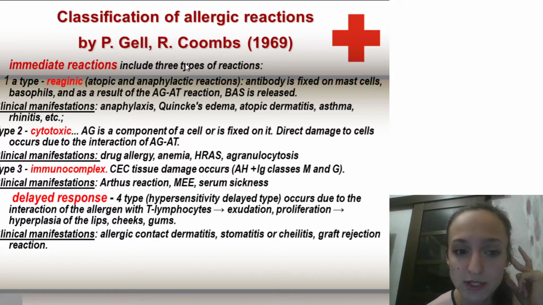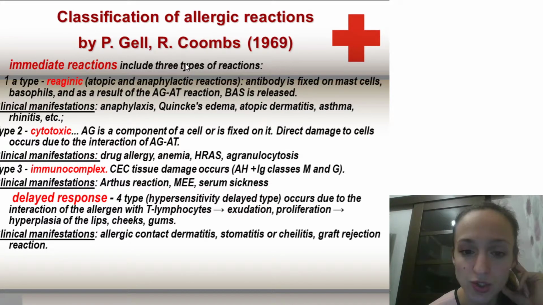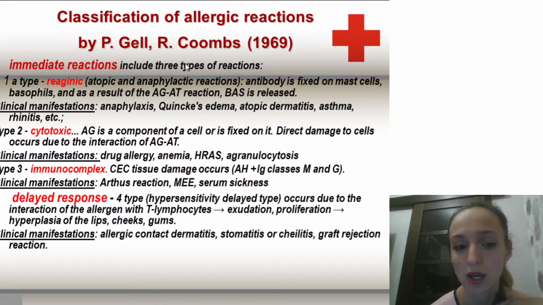The second type is cytotoxic. Clinical manifestations are drug allergy and anemia. The third type is immunocomplex, with immunoglobulins of different classes. In this type, they are classes M and G. Clinical manifestations are different reactions, serum sickness, and delayed response.